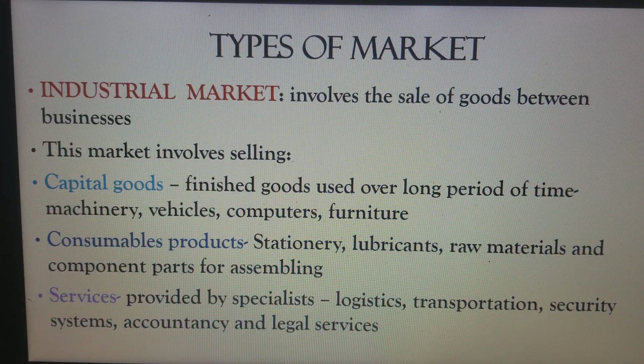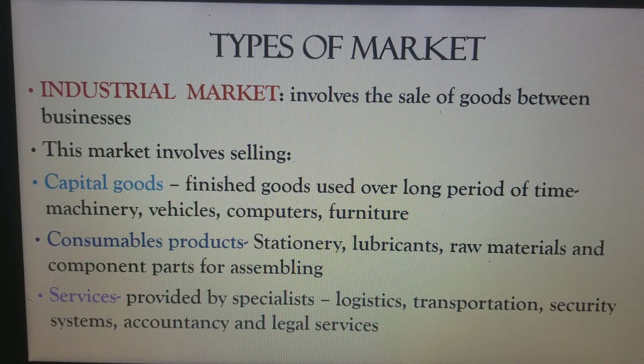Thirdly, services. And what kind of services are offered in the industrial market? Well, services that are provided by specialists. Yes, logistics, transportation, security systems, accountancy services, and legal services.